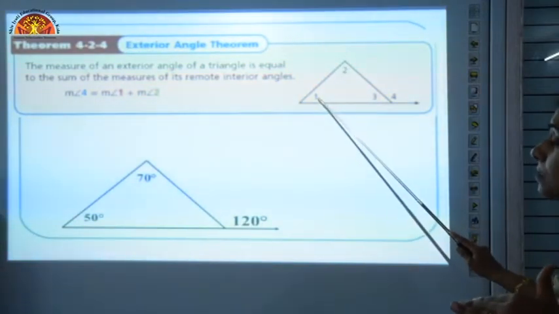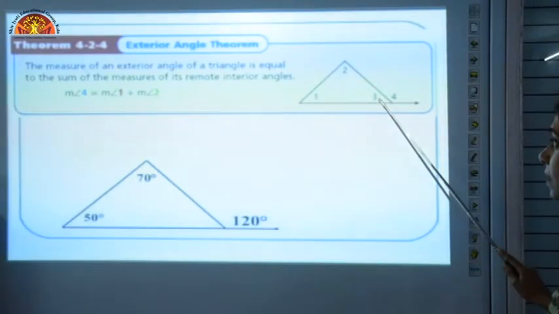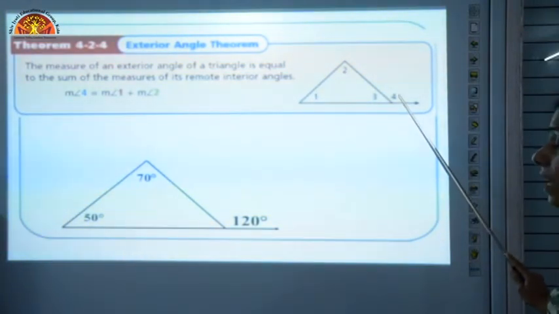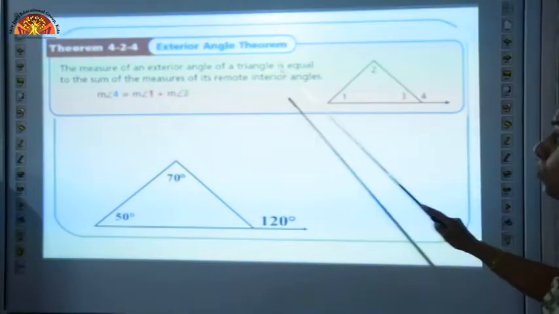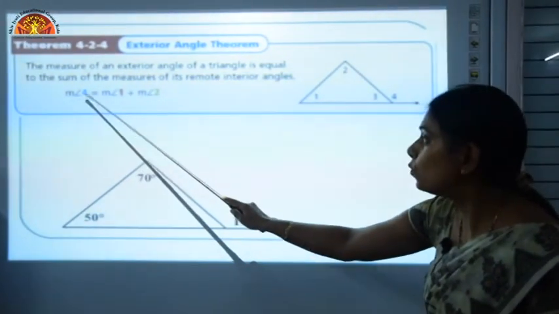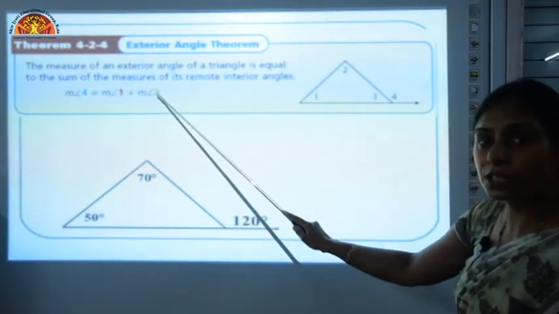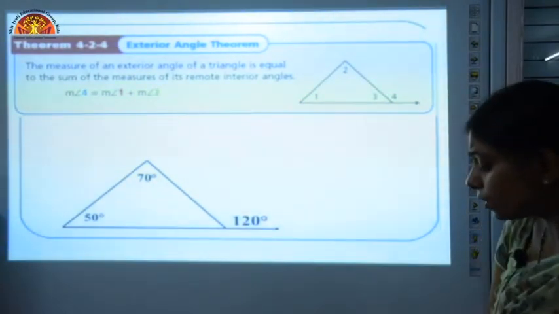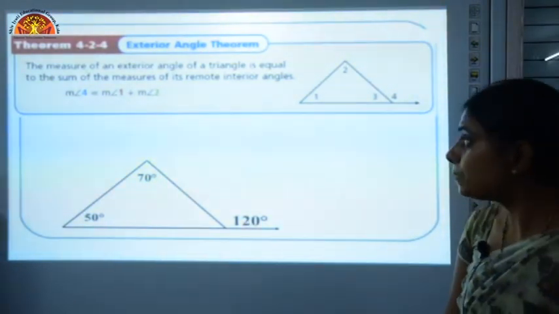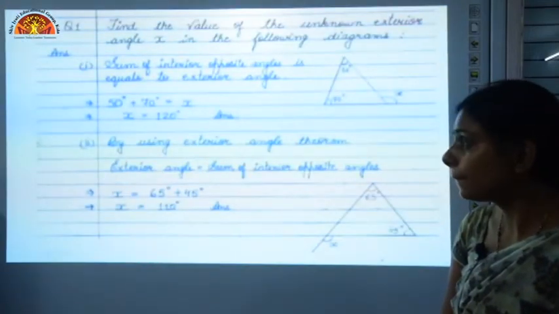Remote interior angles means the opposite angles. Angle 3 is not opposite angles. Which angle is opposite to angle 4? That is angle 1 and angle 2. So measure of angle 4 is equals to measure of angle 1 plus measure of angle 2. Now just see the figure over here. I will explain this theorem with the help of an example on a board.